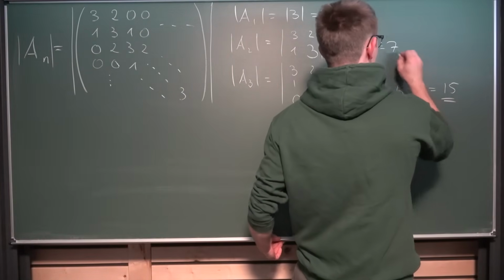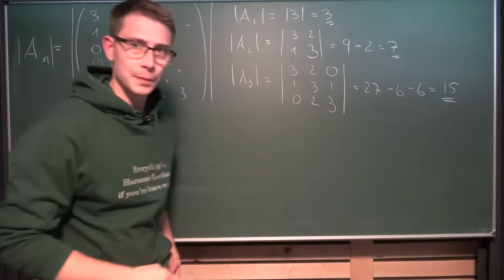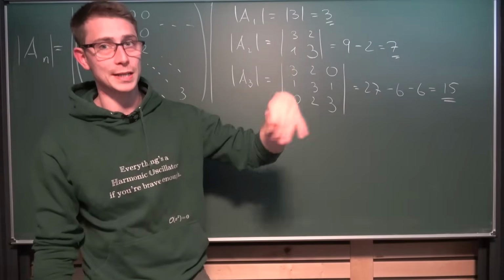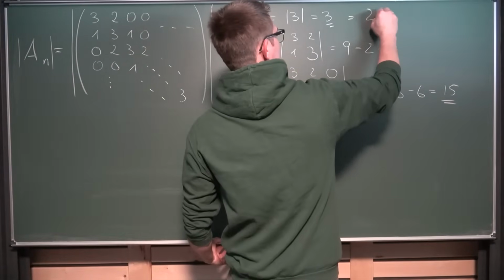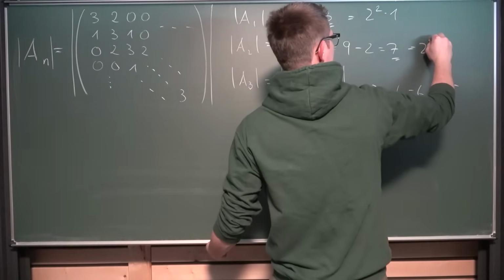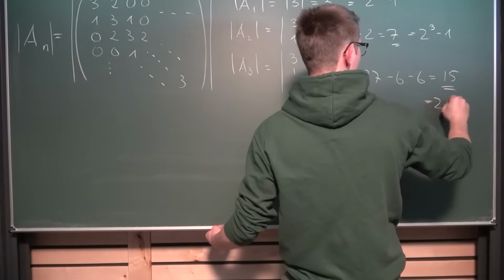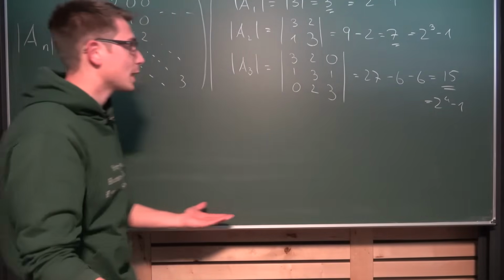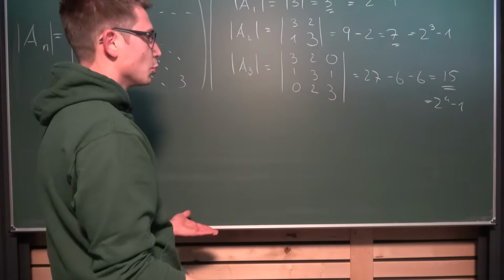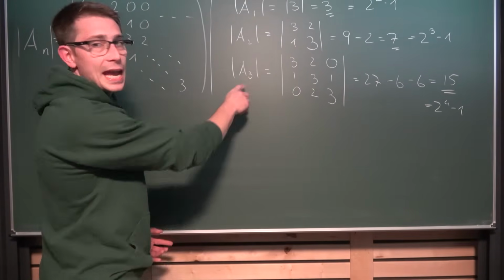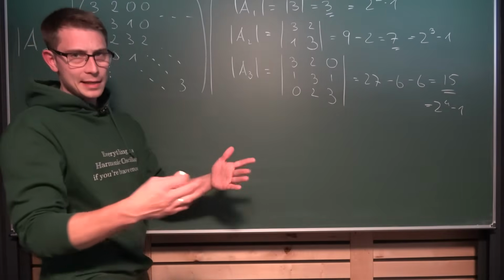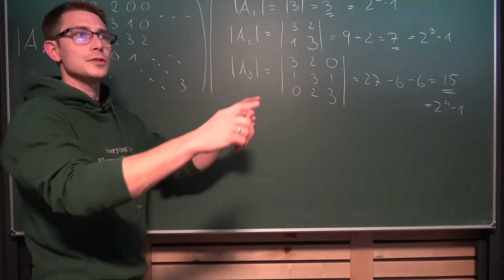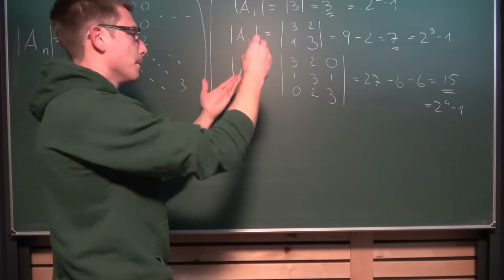And this is where I already spotted a pattern. Do you see something? Well, those are just powers of 2, but subtracted by 1. So this right here is nothing other than 2 squared minus 1. This right here is 2 cubed minus 1, and this is 2 to the 4th power minus 1. So we could make an educated guess right here, and this educated guess would be that the determinant of A_n is going to be 2 to the n plus 1th power minus 1.